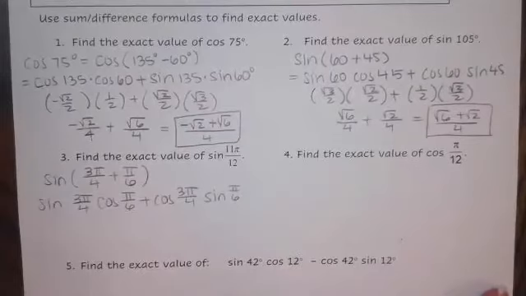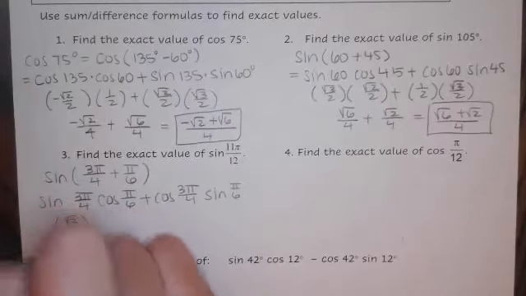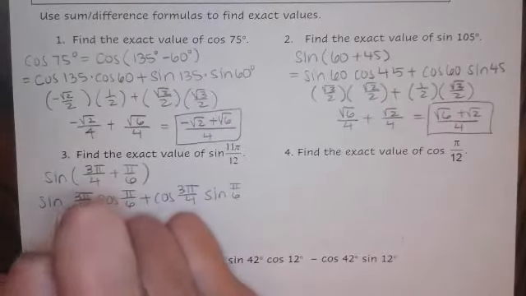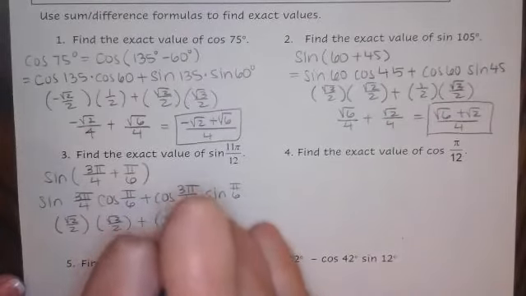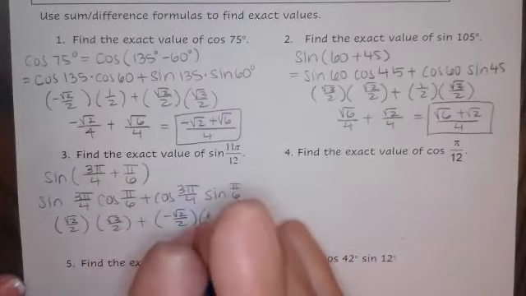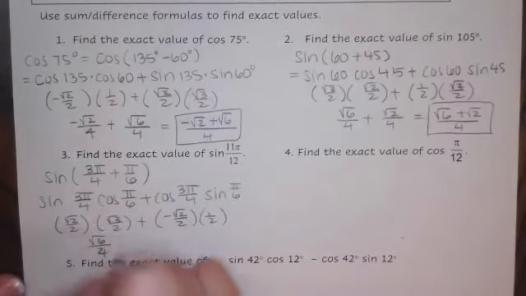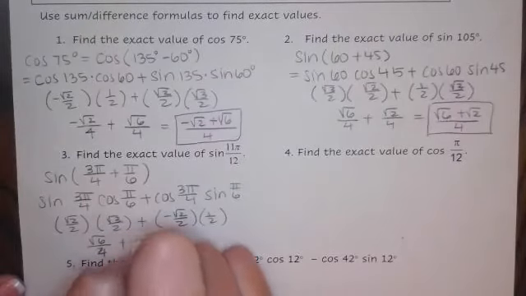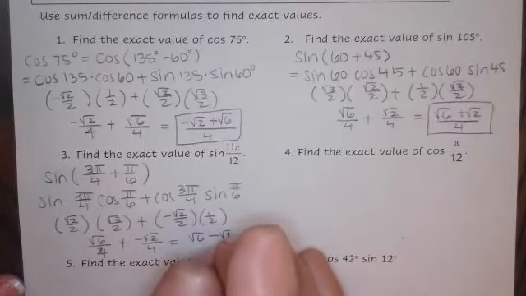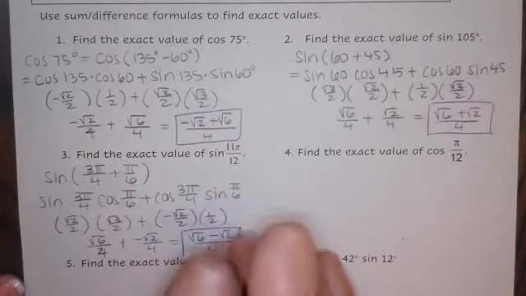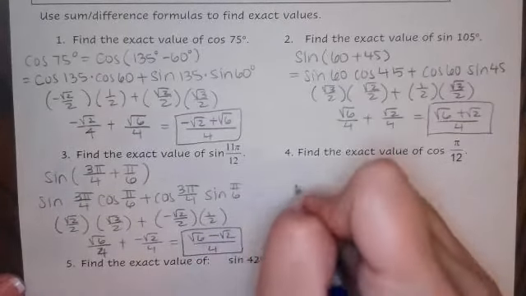Once we have that set up, it's just getting those ratios from the unit circle. So we've got root 2 over 2, root 3 over 2, negative root 2 over 2, and 1/2. I multiply. And so that is root 6 minus root 2 over 4. That's the exact value.